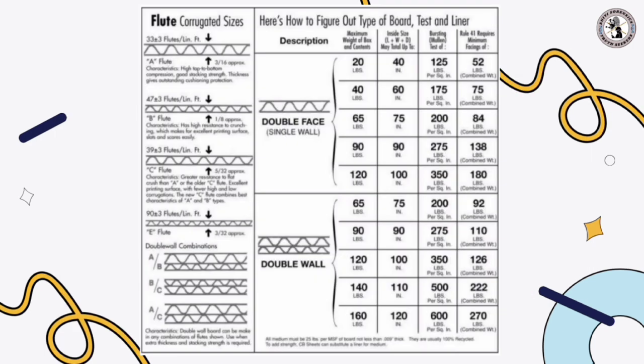So in this picture you can see how to figure out types of board, test liners, like what is double face, double wall, flute, corrugate sizes. So everything is being given in pictorial form here, so we can refer to that.